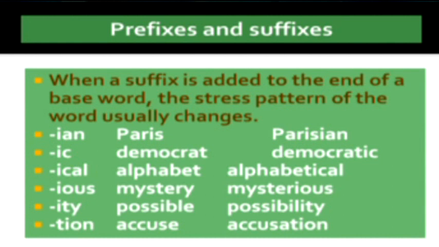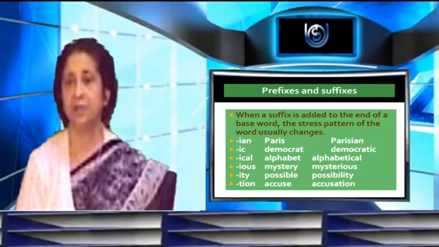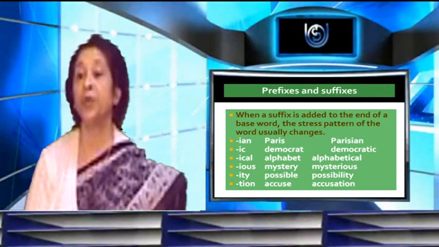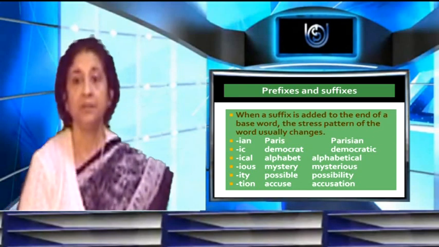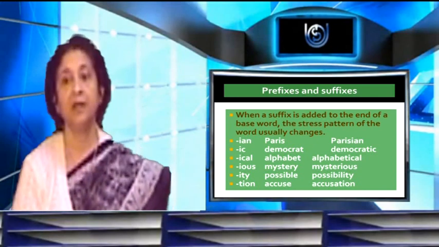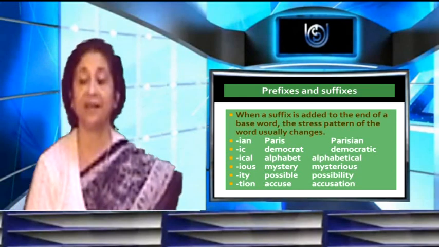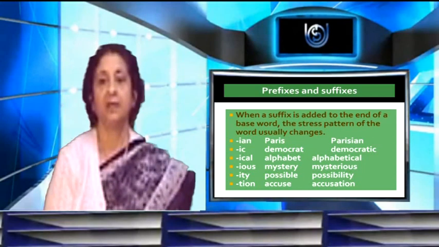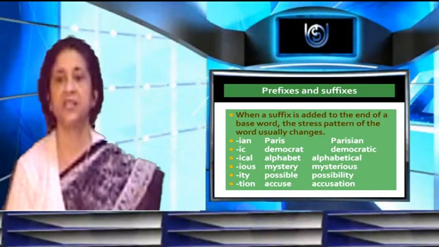Now, when a suffix is added to the end of a base word, the stress pattern of the word usually changes. In a prefix, as I told you, the stress pattern may not change, but in suffixes, definitely it is going to change. Paris, Parisian. Democrat, democratic. IC is put after the base word. IAN is put after the base word.